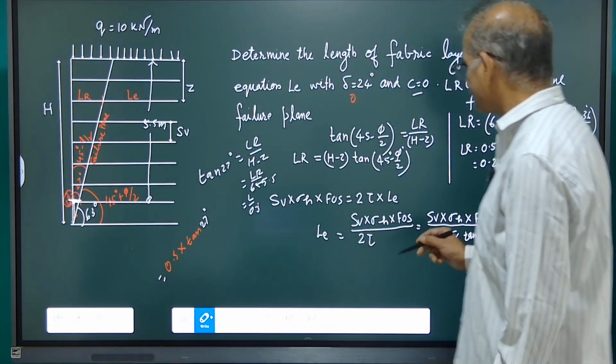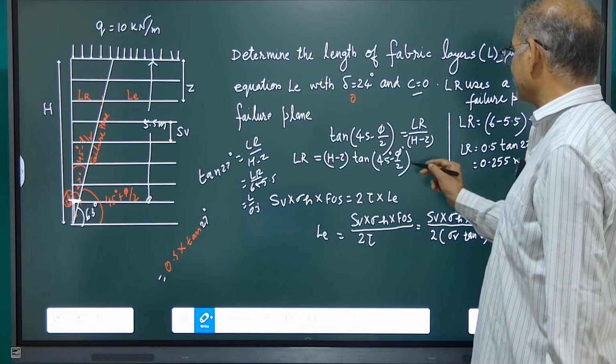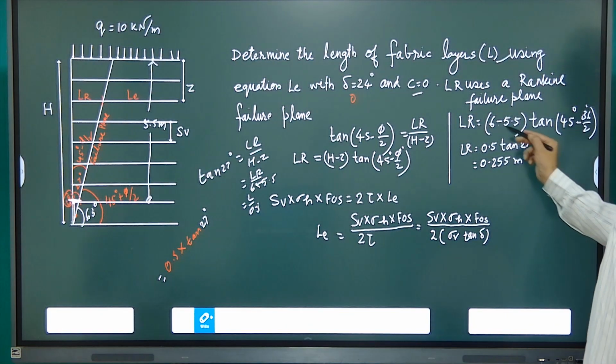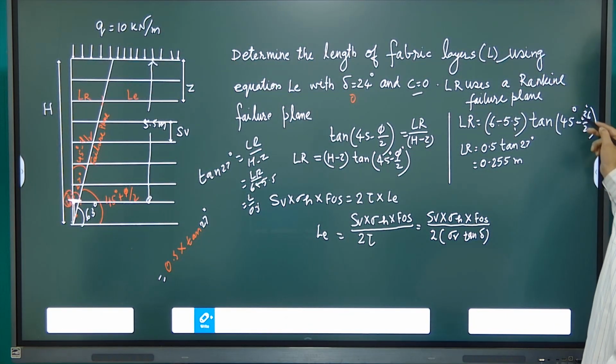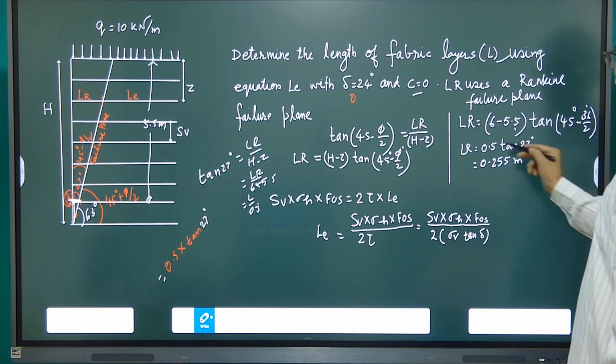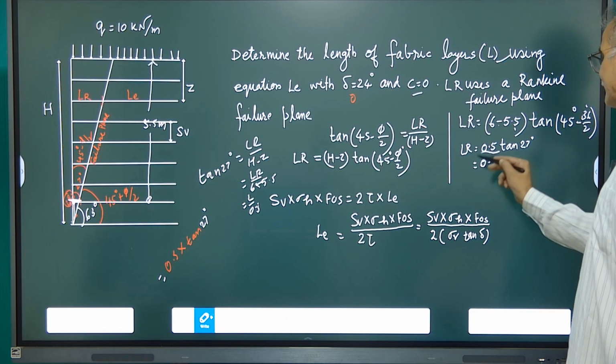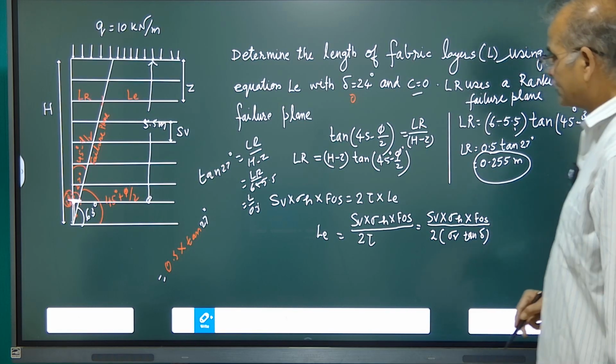So this has come the value of LR: 6 minus 0.55, tan (45 minus 36 degree)/2, 0.5 tan 27. So this length has come 0.255.